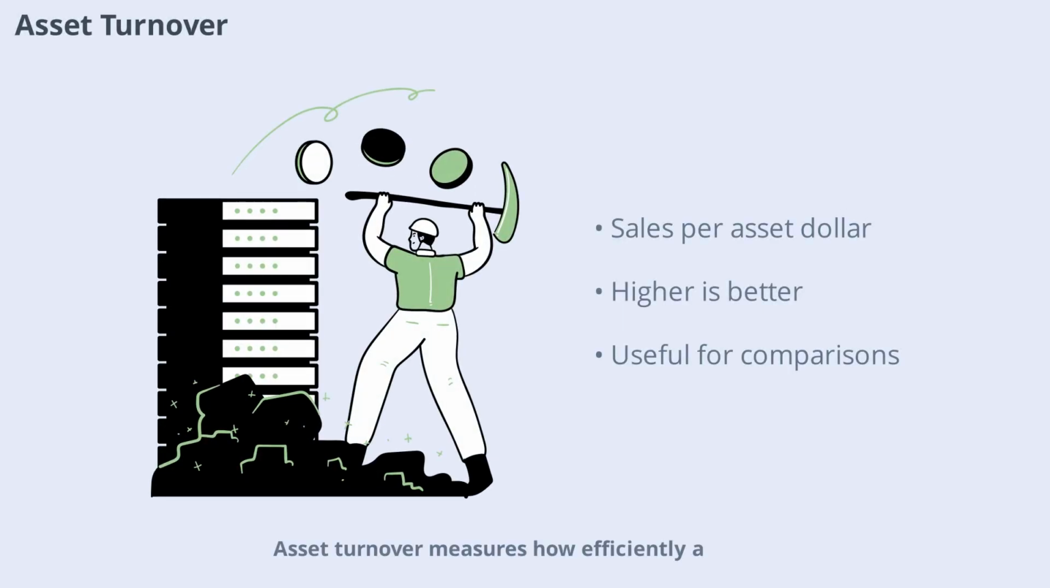Asset turnover measures how efficiently a company uses its assets to generate sales. It's calculated by dividing net sales by average total assets. A higher ratio means the company is using its assets well to drive revenue. This ratio is especially useful for comparing companies in asset-heavy industries.